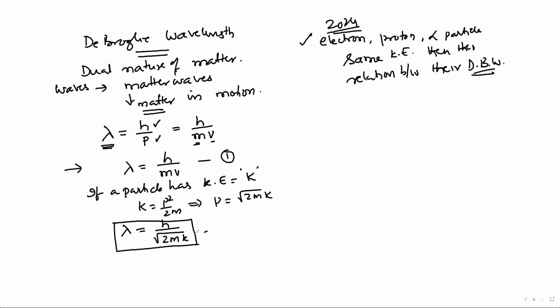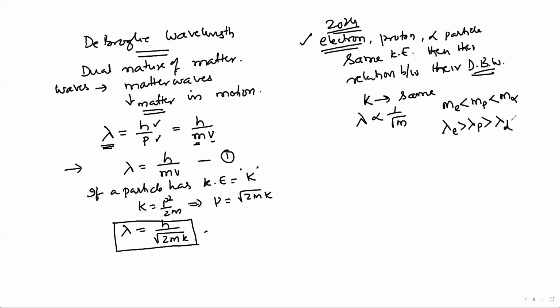To solve this question, we take this relation: lambda equals h by root of 2mK. It is given that the kinetic energy is the same. So simply, wavelength is inversely proportional to mass. Now, the mass of electron is less than the mass of proton, which is less than the mass of alpha particle. So wavelength of electron is greater than wavelength of proton, which is greater than wavelength of alpha particle. This is a simple question. Simple questions like these will be asked.